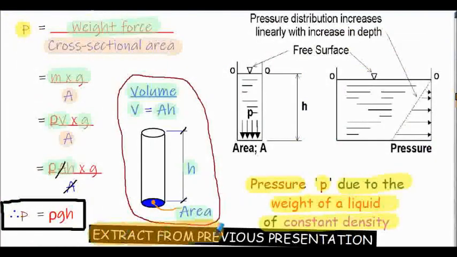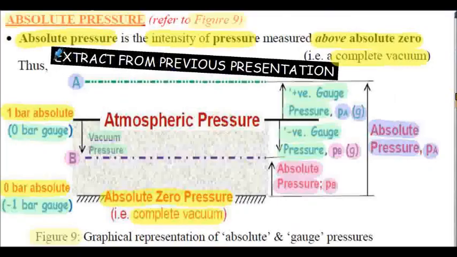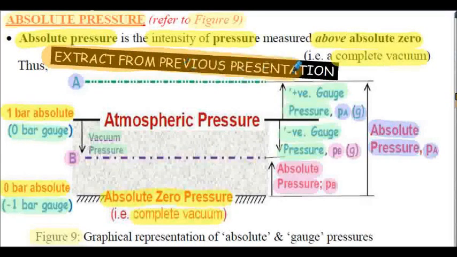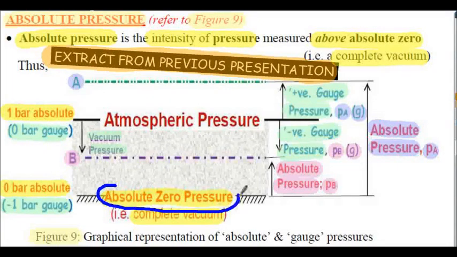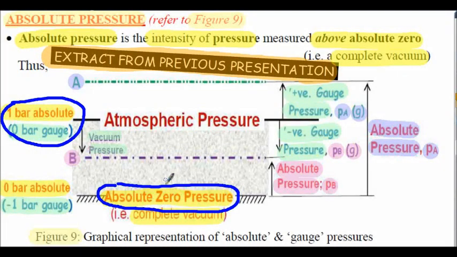Here's an extract from the previous presentation related to the proof of the formula pressure is equal to rho GH. And finally, an extract from the previous presentation comparing absolute pressure, absolute zero pressure here, with zero gauge pressure here. And there's a 1 bar difference between the two. Again, all this work has been covered in the previous presentations.